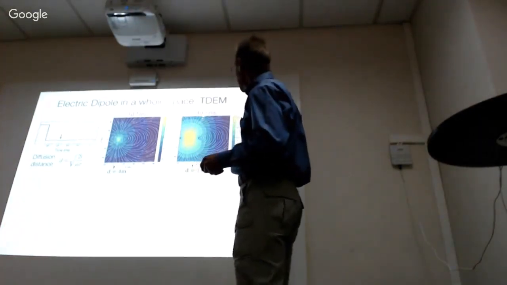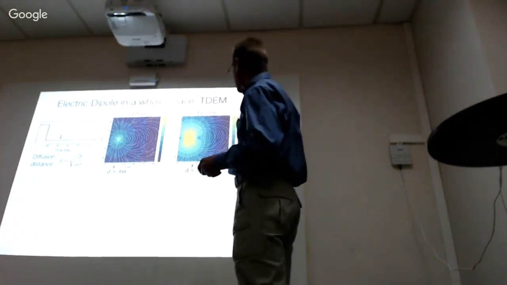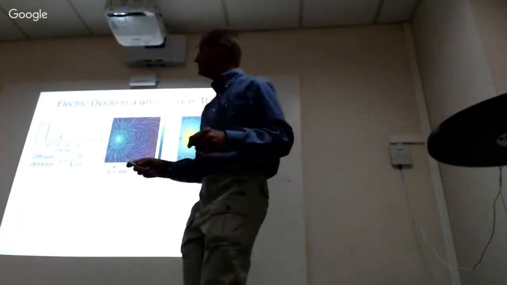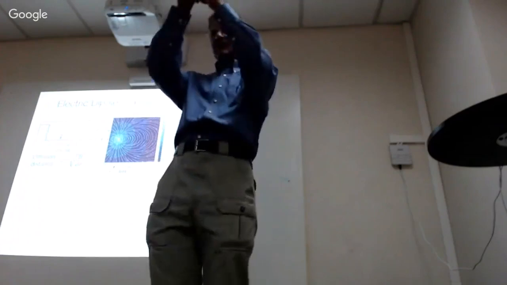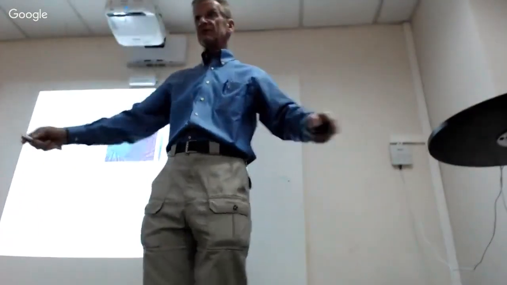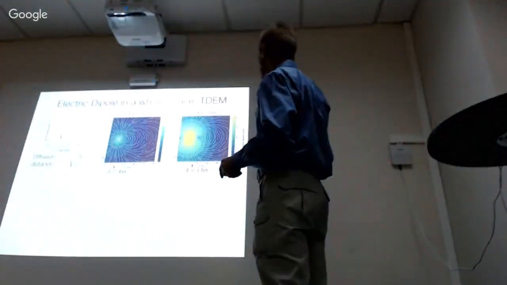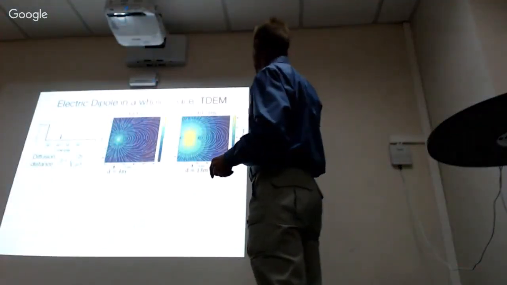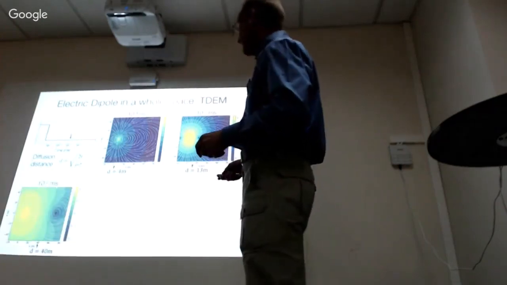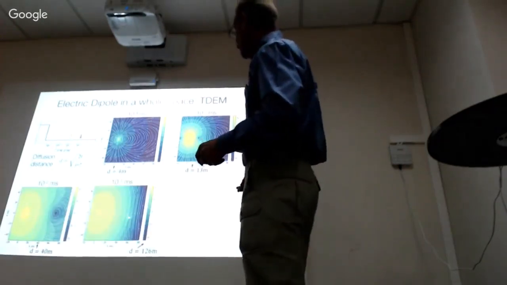At 10 to the minus 3 seconds, the currents look like this. They're initially concentrated, and then as we go, they start to decrease in amplitude and spread out. This is about 3 orders of magnitude less. So the yellow here is 3 orders of magnitude less than that. 10 to the minus 2, like that, minus 1.